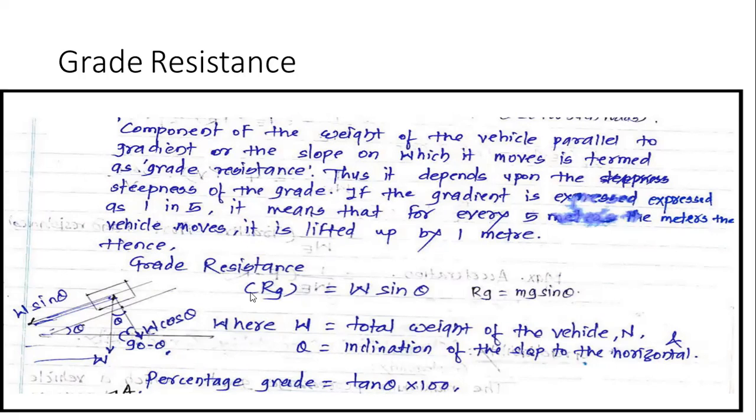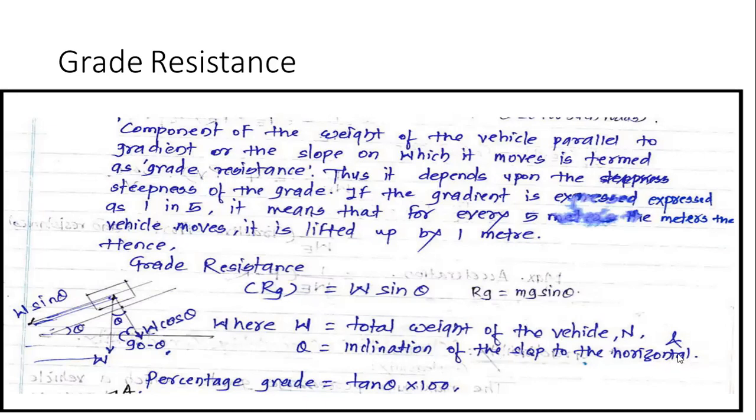So grade resistance is given by Rg is equal to W sin theta. So we know W is equal to mg. So this one is another formula, just modified or altered. This W is the total weight of the vehicle in Newton, and theta is nothing but the inclination of the slope to the horizontal.